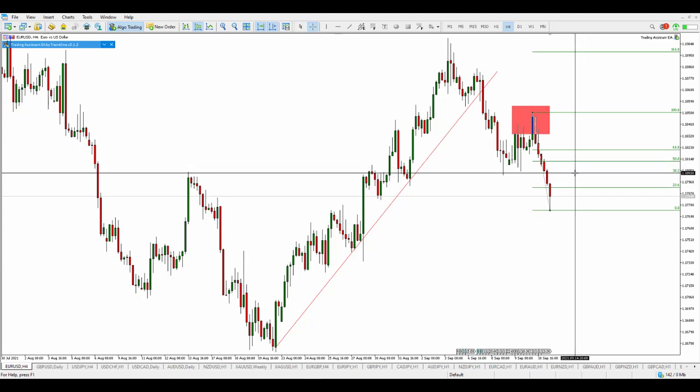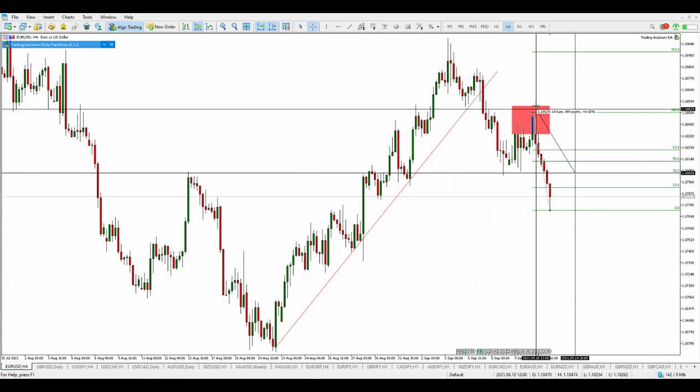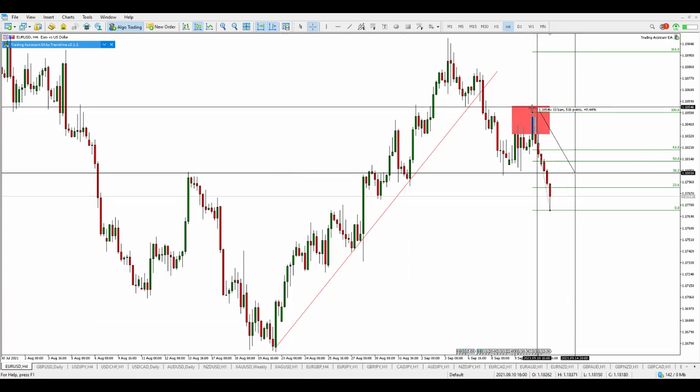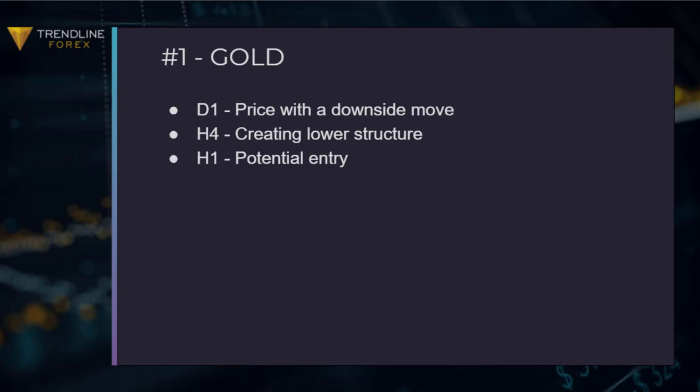Okay, if you do enter at the 38.2 level, again a potential move to the downside of around 130 pips with a stop loss of about 50 pips. Okay, I think this is a great opportunity, something that you can definitely take advantage of. So watch out for price action here on euro dollar. And moving on to the last instrument that we're going to see, gold.